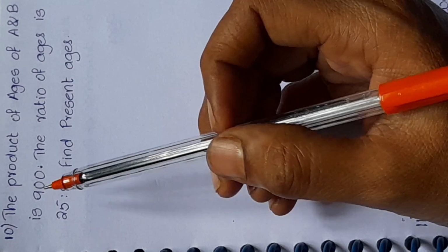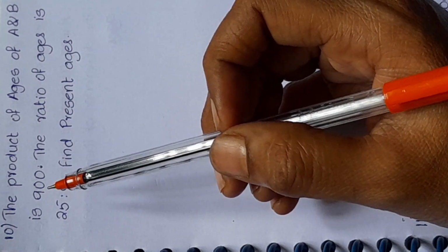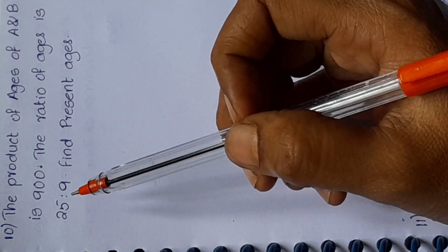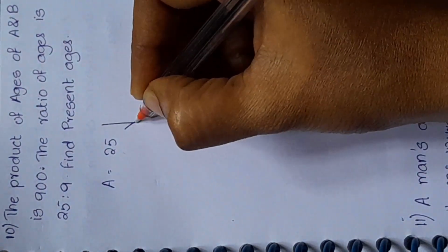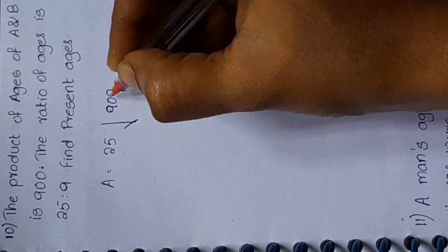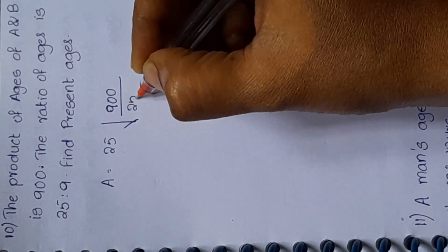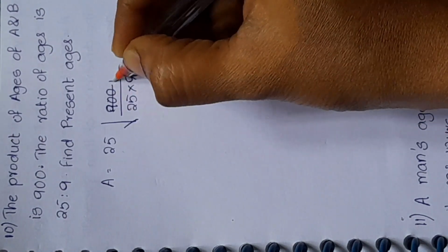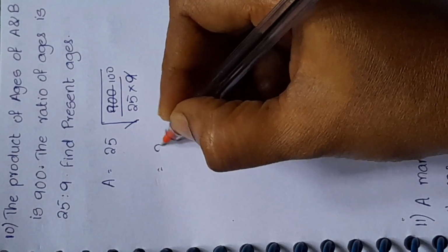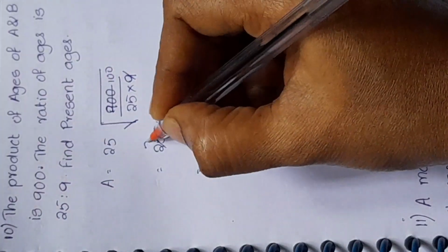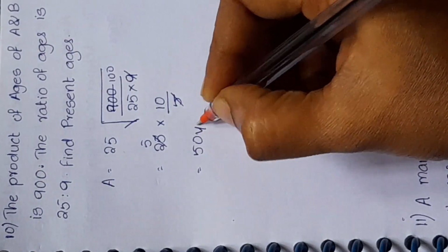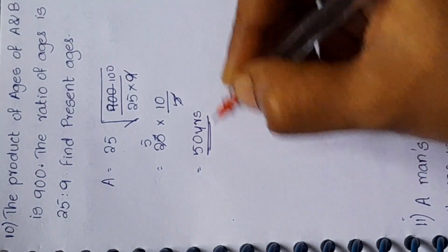10th question. The product of ages of A and B is 900. The ratio of ages is 25:9. Find the present ages. The present age of A is 25 into root of X value is 900 by A into B, that is 25 into 9. Which is equal to 25 into root of 5 ones, 5 fives. So 50 years. The present age of A is 50 years.